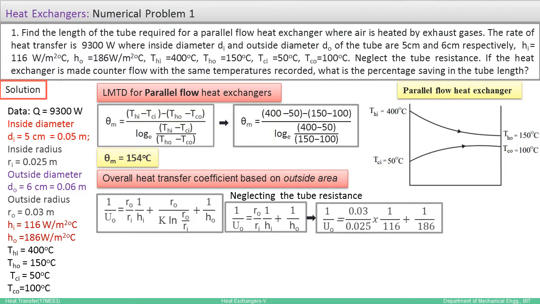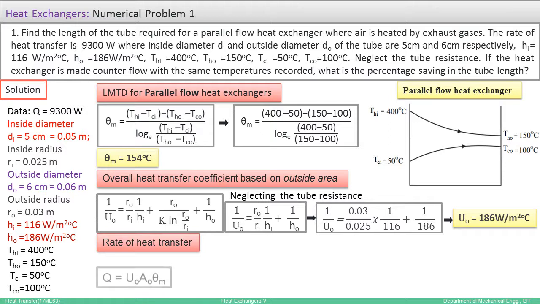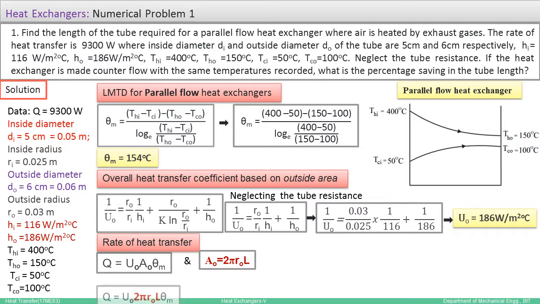Substituting that, we get the value of U naught as 186 watt per meter square degree Celsius. So now we have theta m, that is LMTD, and U naught. So using this expression for rate of heat transfer, where the only unknown is A naught, Q is equal to U naught into A naught into theta m. A naught is the surface area available, which is given by 2 pi R naught into L or pi d naught into L.